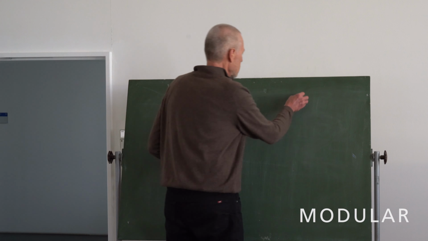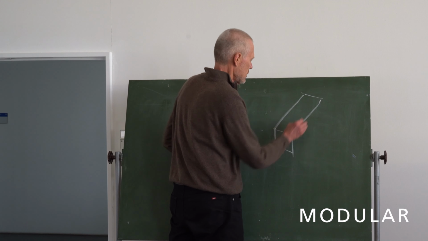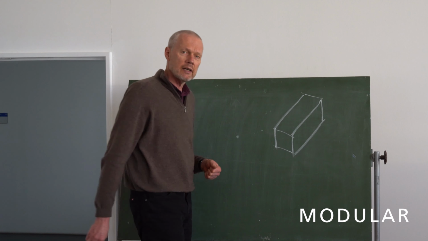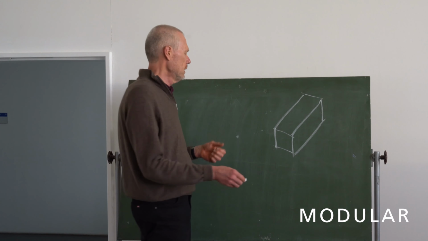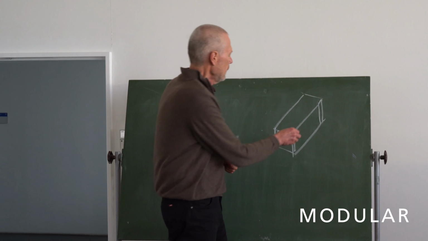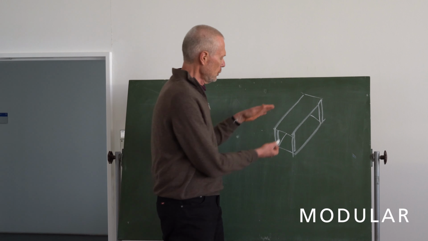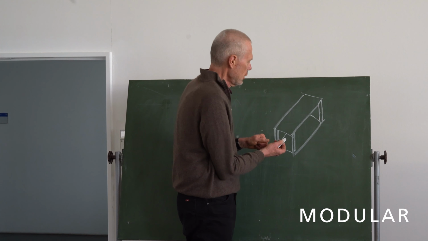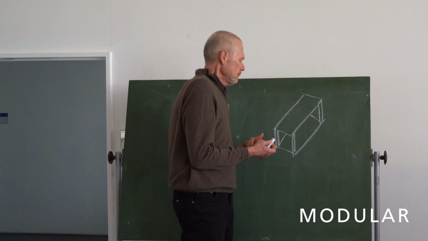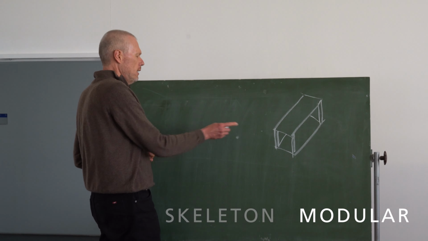One would be a modular system. Everybody knows this. It's a container-like element. Could be columns in the angles instead of walls, and you can stack them up. So you would have the double floor each time. So these are modules.